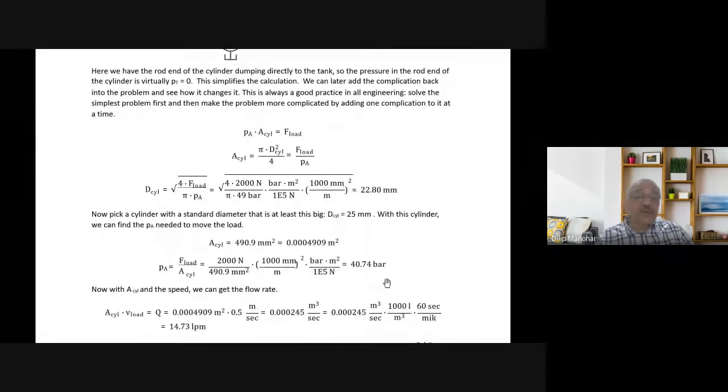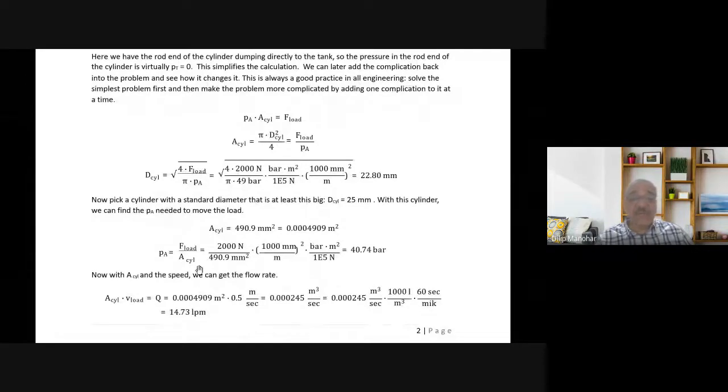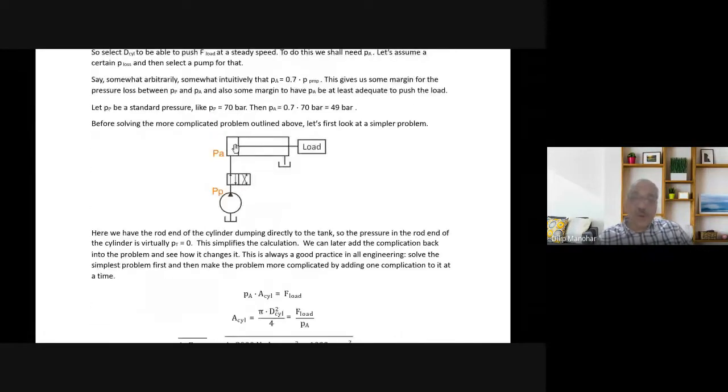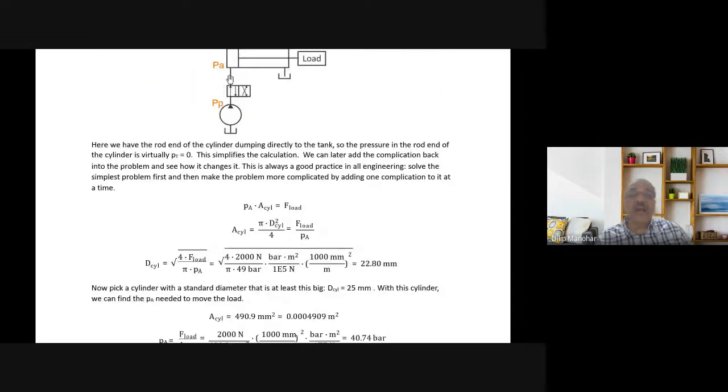Now let us go to calculation of flow rate. We want to calculate flow rate. Now we know load is known, velocity is known, cylinder piston diameter is known. So we can calculate at what speed the piston is sweeping the volume.